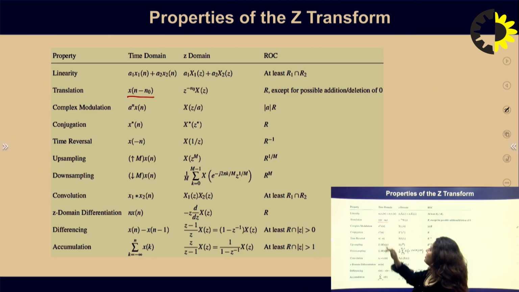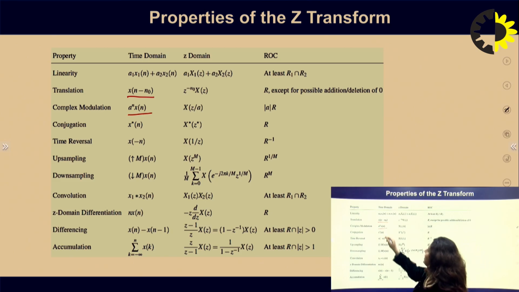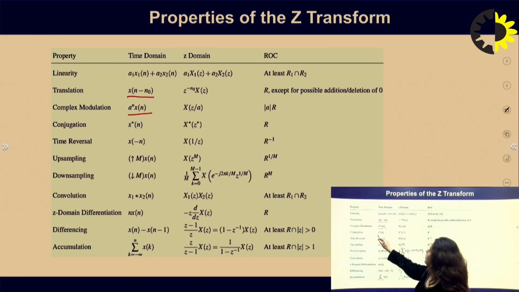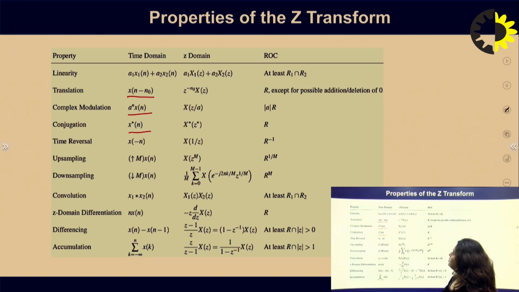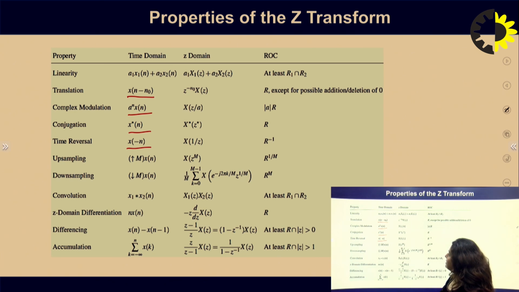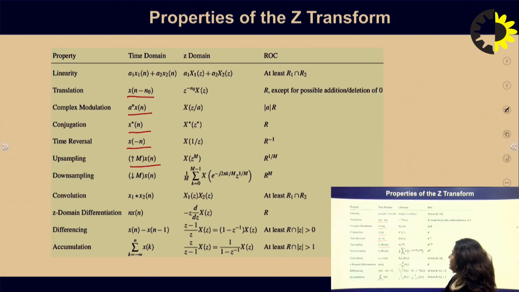Similarly, time shifting or translation, that is x[n minus n naught], the z transform of which is z to the power minus n naught X(z). Complex modulation, a to the power n x[n], and the z transform is X(z by a). Similarly, conjugation, x conjugate n, gives X conjugate of z conjugate. Time reversal, x[minus n], the z transform of which is X(1 by z). Again, upscaling, x of n by m, gives X(z to the power m). Downscaling, we have 1 upon m summation over k equal to 0 to m minus 1, X of e to the power minus j 2 pi k by m, z to the power 1 upon m.